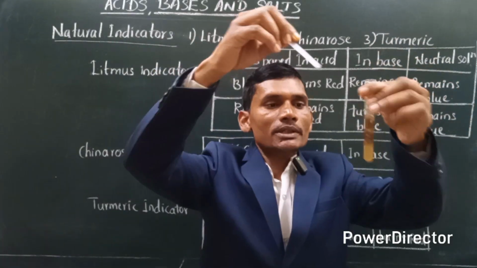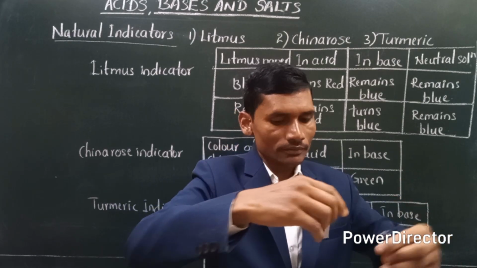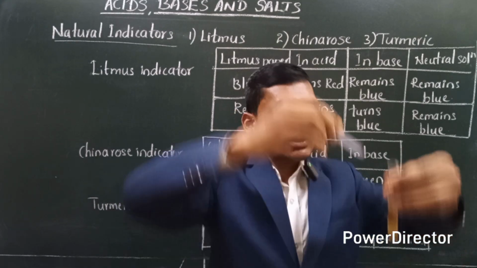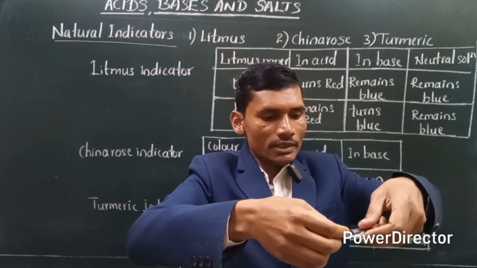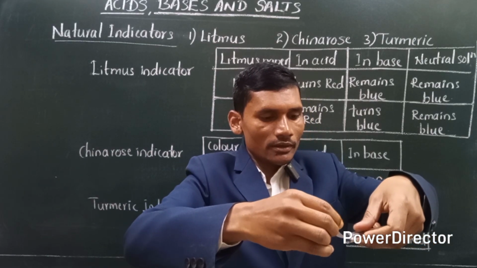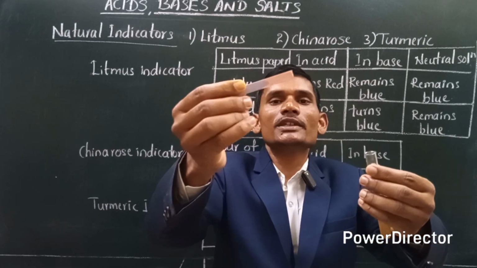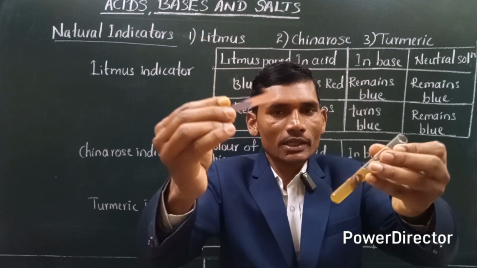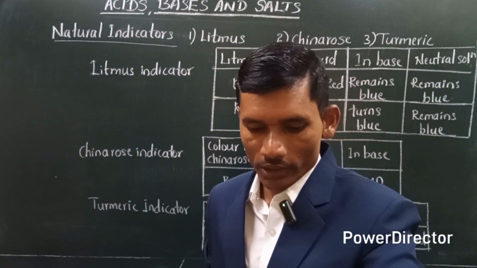Now, dipping this blue litmus into the tamarind solution. Look at this. Yes, it is changing to what? Red color. It is changing to red color. Means tamarind contains acid. Acid changes blue litmus to red. You know that already, right?